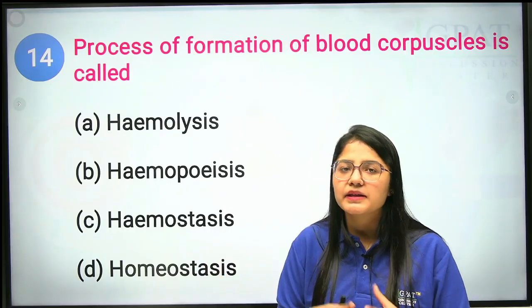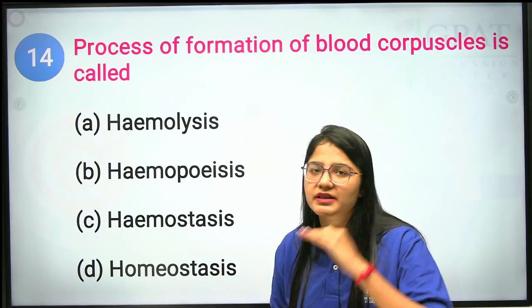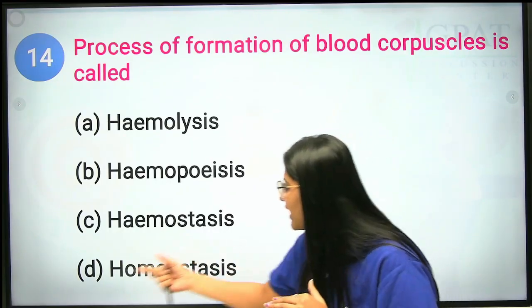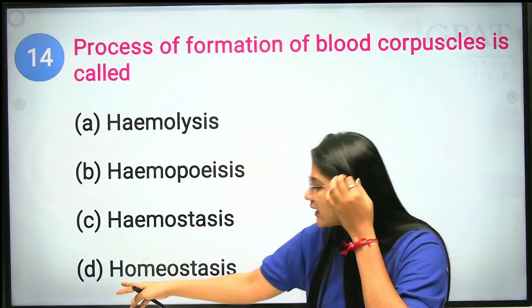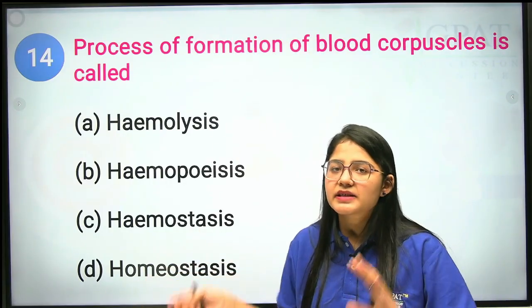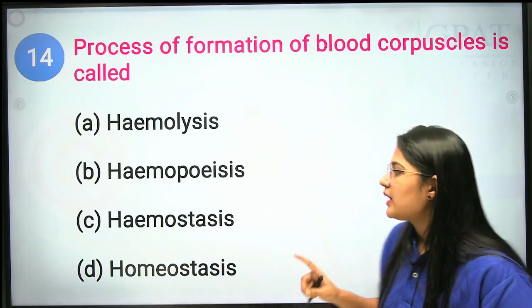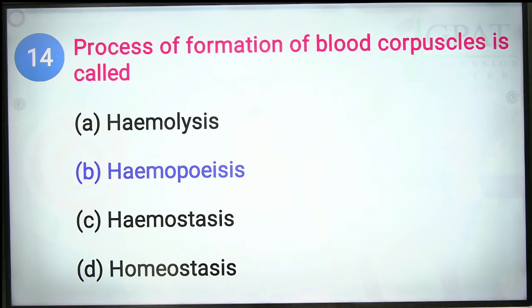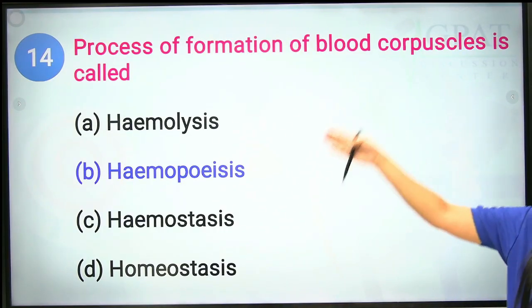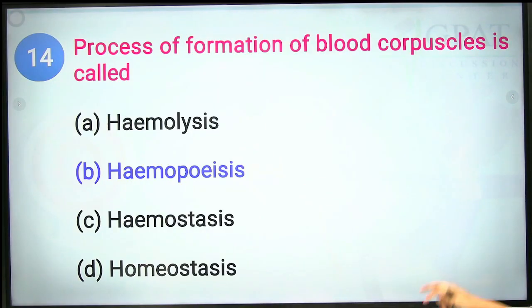Hemostasis. Heme means blood, stasis means static condition. Next we have homeostasis. Clear? Okay, this homeostasis is the static condition, meaning the equilibrium condition of your complete body. Clear? So the correct answer will be hemopoiesis, which is known as the formation of blood corpuscles.